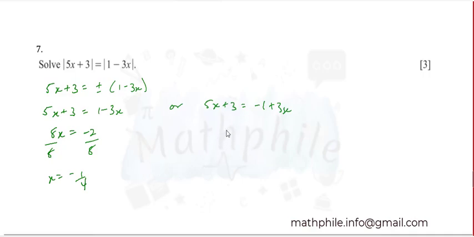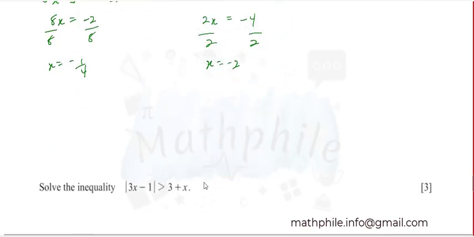The next one is going to be move the 3x across the equal to sign, that was going to be negative 3x. 5x minus 3x will give you a 2x. Then move the positive 3 across the equal to sign, that is negative 3. Negative 3 minus 1 is going to give you negative 4. So divide everything by 2, then x is equal to negative 2. That will answer this part of the question as well.